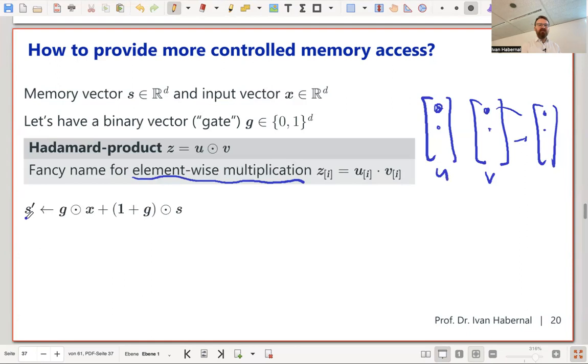Now we're going to do that. The next state, called S prime here, the next state, we're going to take.